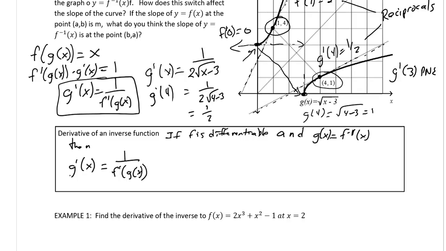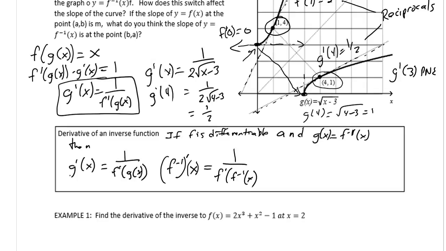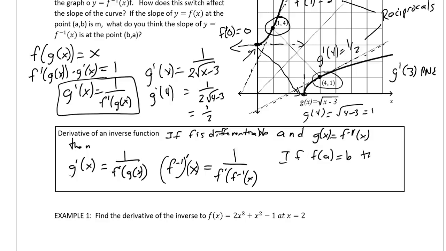Another way of writing the same thing is a little clumsy, so we don't usually write it this way. We could write it with the inverse notation: f inverse prime of x equals 1 over f prime of f inverse of x. Again, it's a little tedious to write. Or there's another way, which I like. I think it helps us clarify our thinking, and that's this: if f of a equals b, then g prime of b equals 1 over f prime of a.